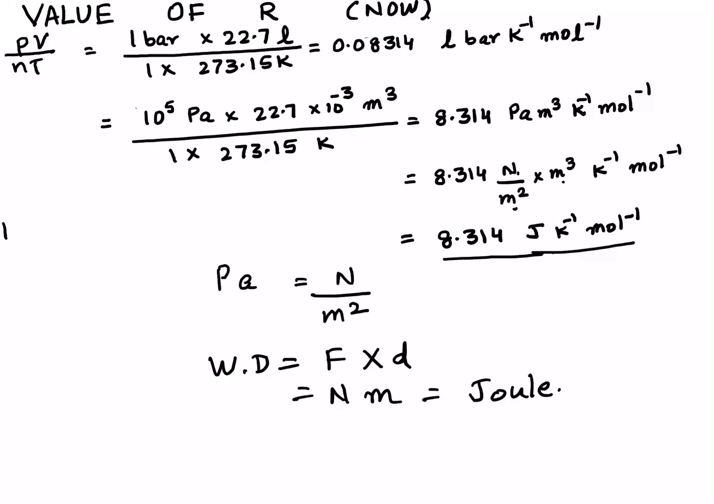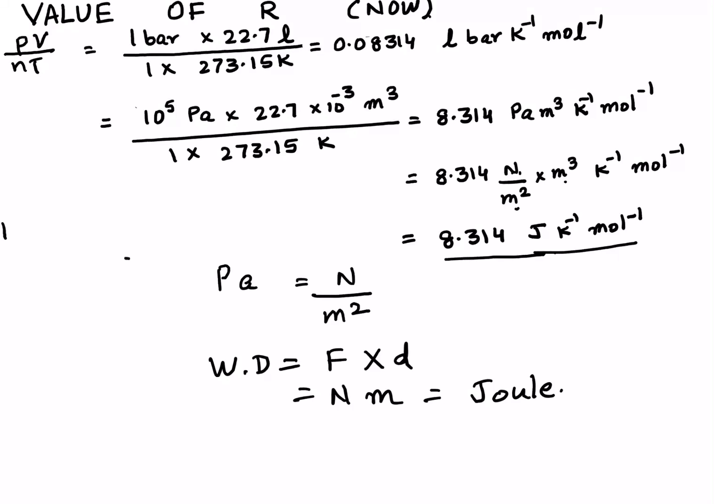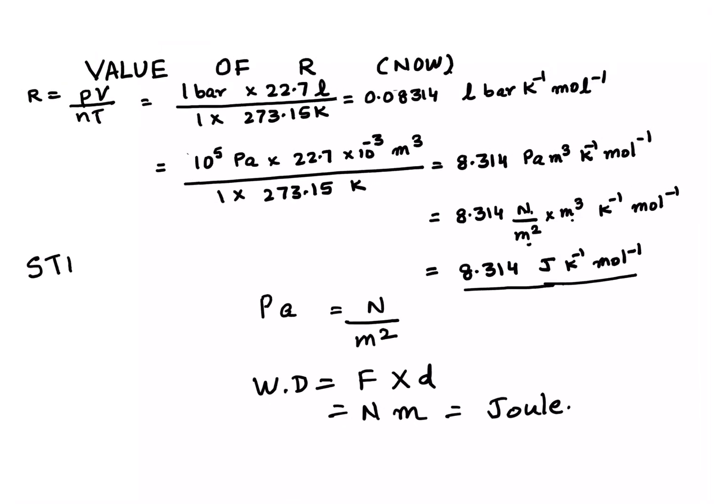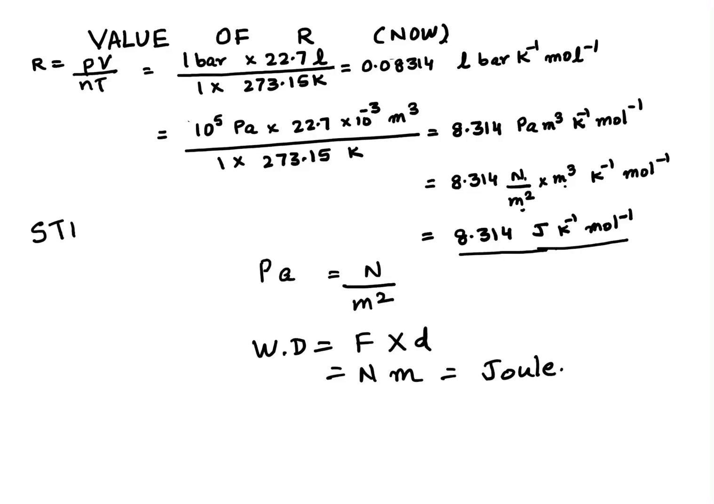On the other hand, if I continue to use or express the volume in liters, so 22.7 liters, pressure is in bar, 1 into 273.15, then what will happen? Divide, you will get 0.08314 liter bar per Kelvin per mole. Is that clear? Right? Have you noted this down? So this is the value of R for those curriculum who are going on with the present system.